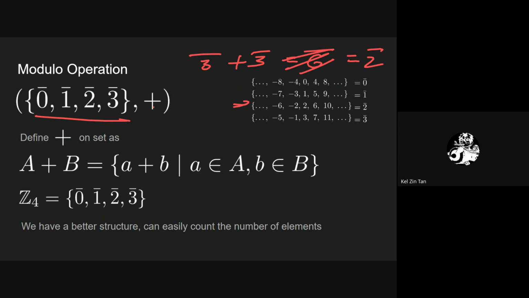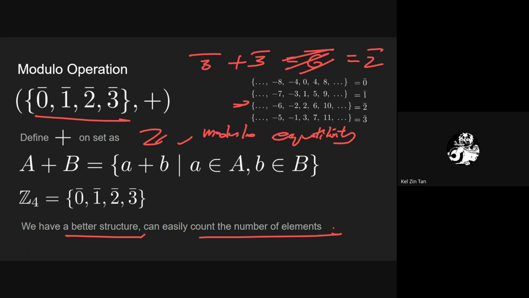So I don't have to say that this is the integers Z with modulo equality, I don't have to say this whole thing again. I just represent it as a set of sets, then I can have a better structure, and I can also easily count the number of elements here, which is 4 elements. I just need to redefine my addition, which needs to work on sets. So with that, I finally can say that this is a group.